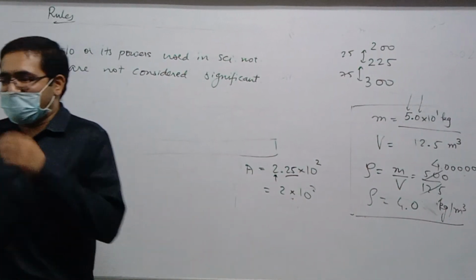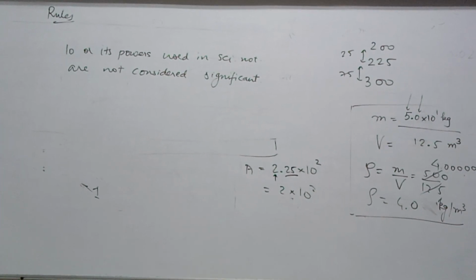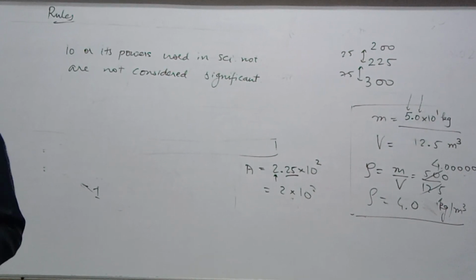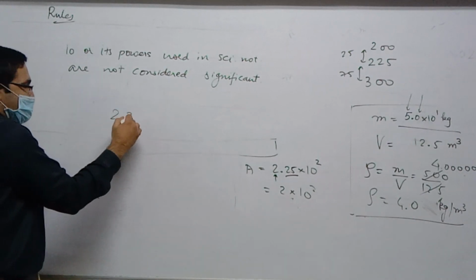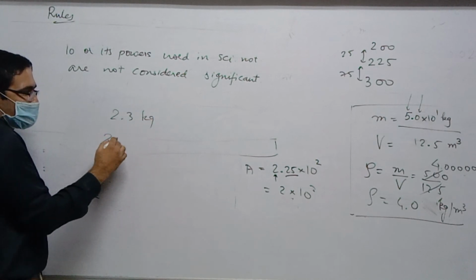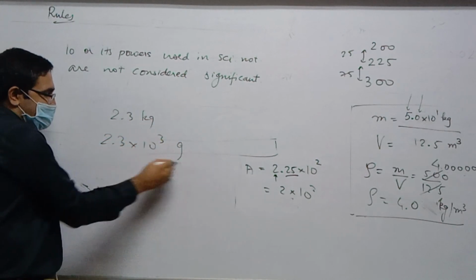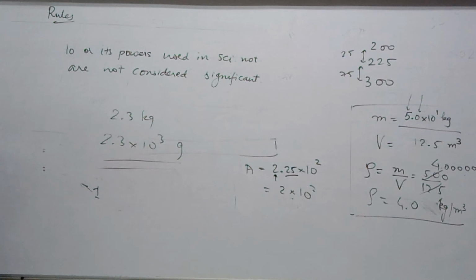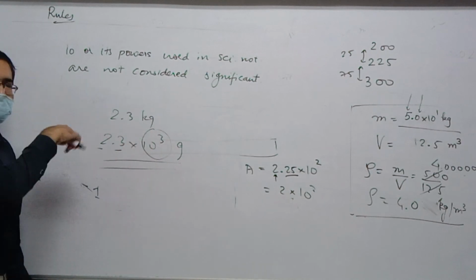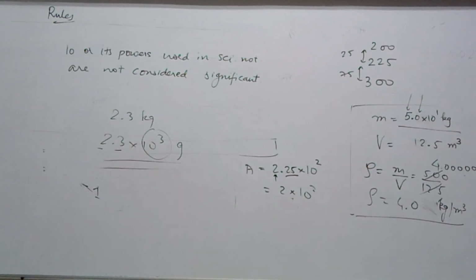Measurement would be only this, and the power would be put just like that. For example, suppose you measured it and got 2.3 kg, and now you want to write it in gram. Wouldn't you write it like this? Out of all this, what was really measured? 2 and 3 were measured. This one was not measured. You just multiplied it because you wanted to convert from kg to gram.